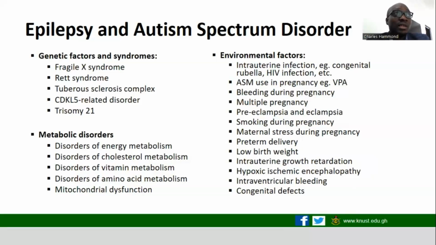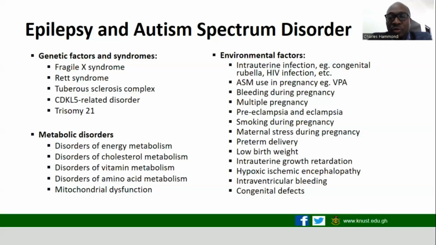Some genetic factors and syndromes have been identified to present with both epilepsy and autism spectrum disorder. They include Fragile X syndrome, Rett syndrome, and tuberous sclerosis complex, which is probably the most common example we can give, and then some other genetic conditions. Even trisomy 21 has been cited. Metabolic disorders, including disorders of energy metabolism, disorders of amino acid metabolism, and mitochondrial dysfunctions could also cause both epilepsy and autism.